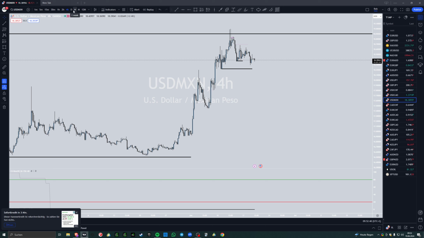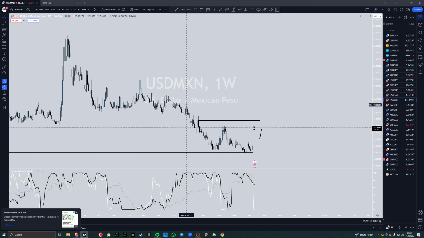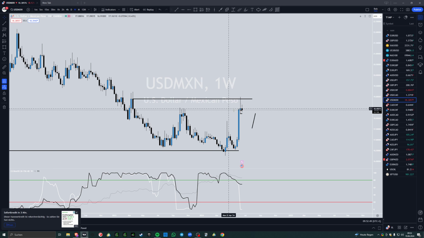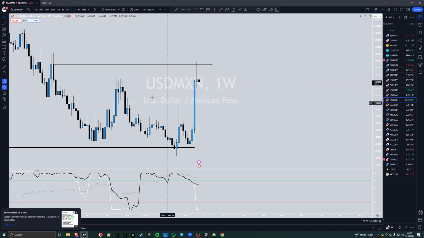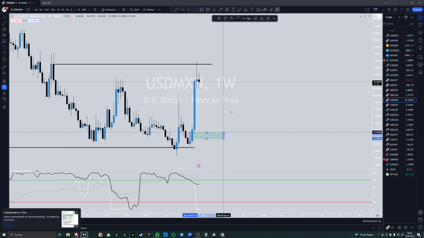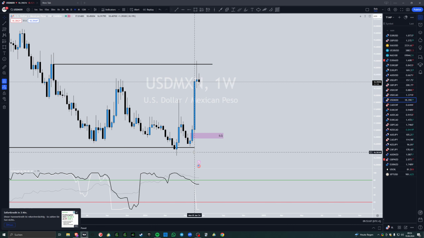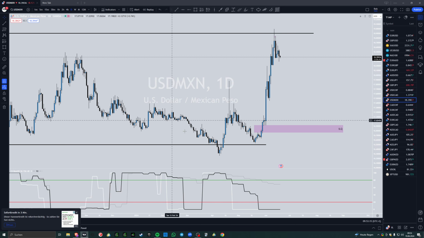Yeah, then we've got this. So with this trade, there comes the election cycle with the peso. We just mitigated, tapped into this weekly block. We've got all this imbalance down here, and price already shifted at the mitigation, on the weekly and on the daily much earlier. So net short here already.